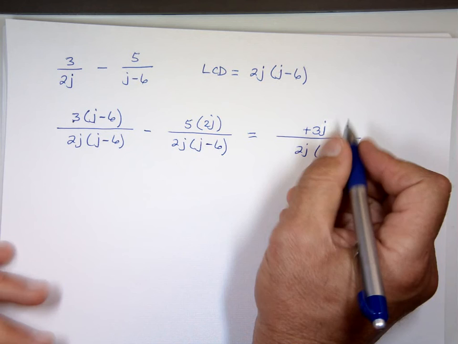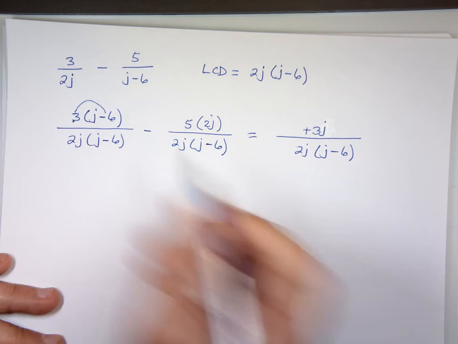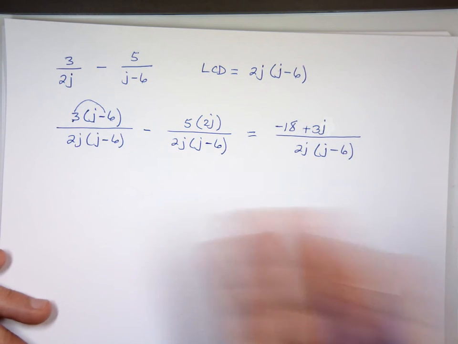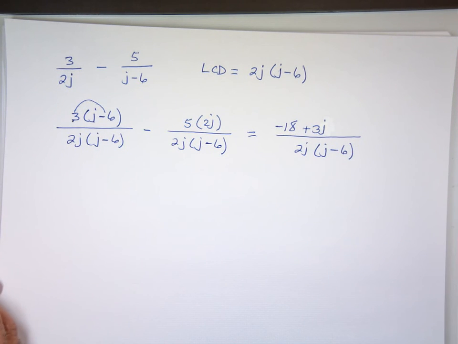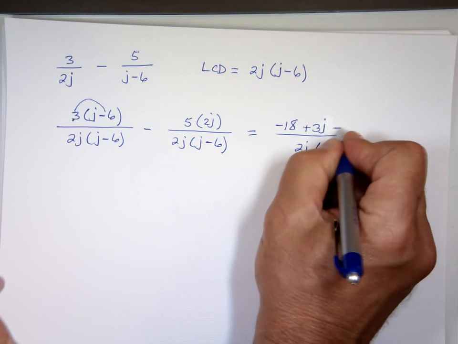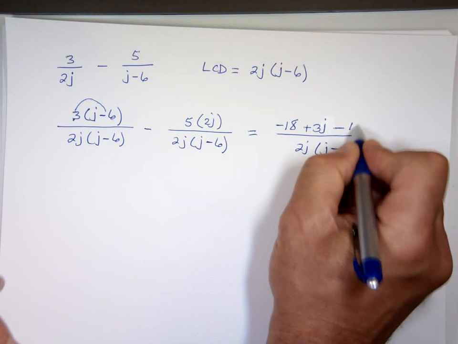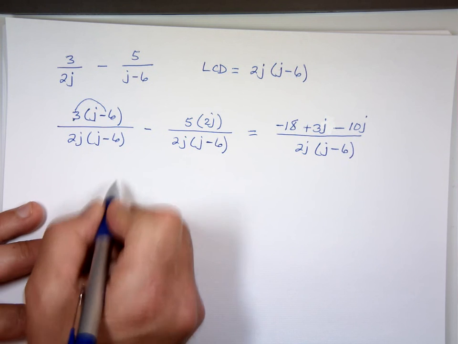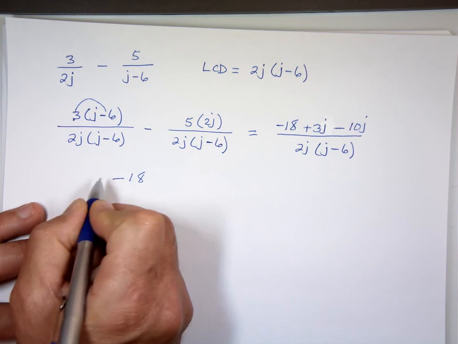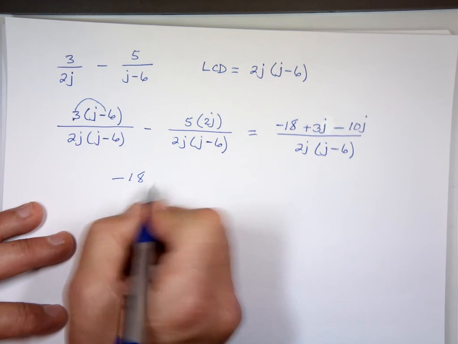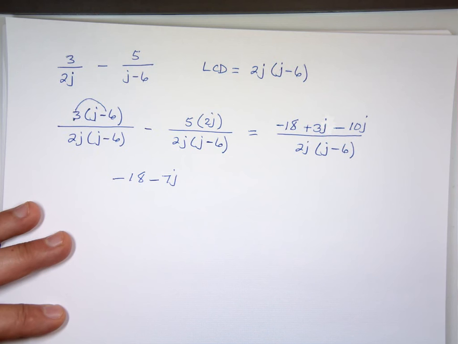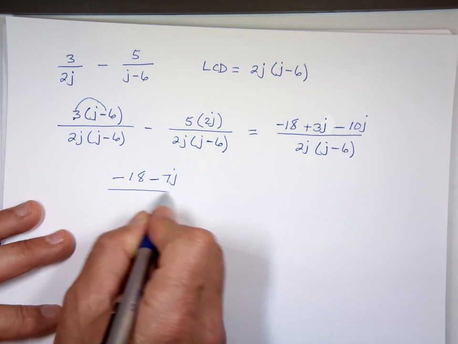And what's 3 times a negative 6? That's a negative 18. I like the real to be first, the imaginary to be second. Minus. What's 5 times 2? 10j. Can I simplify that? Negative 18. 3 minus 10. Is that 7j? With the negative.